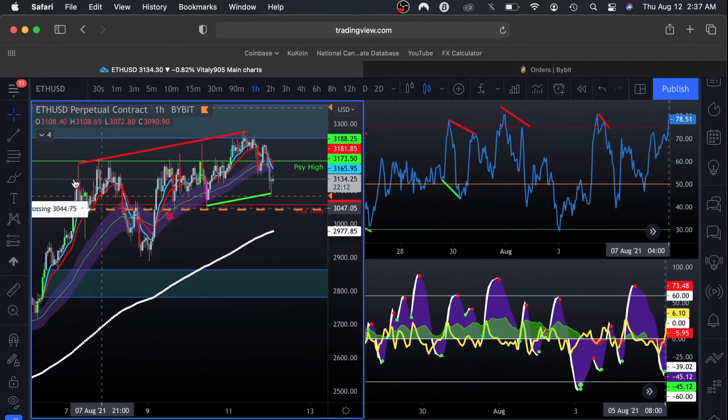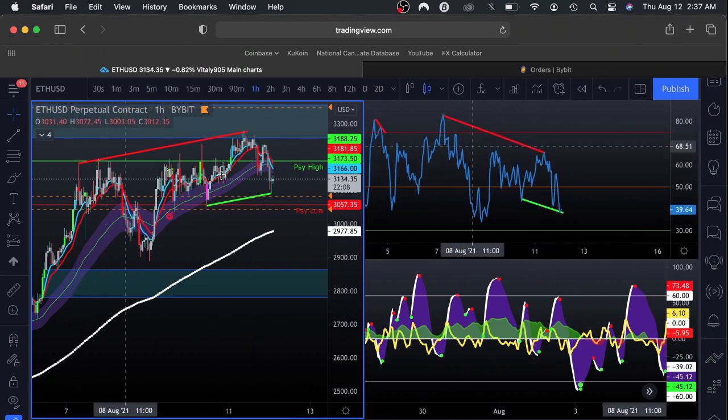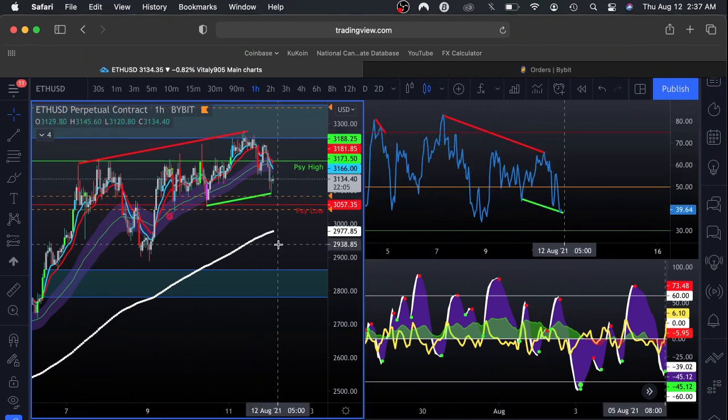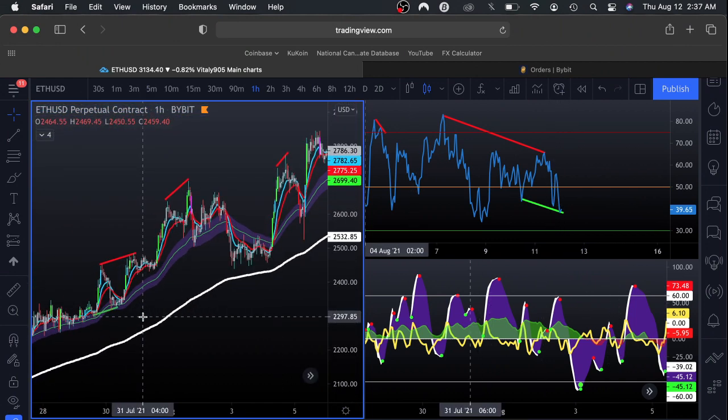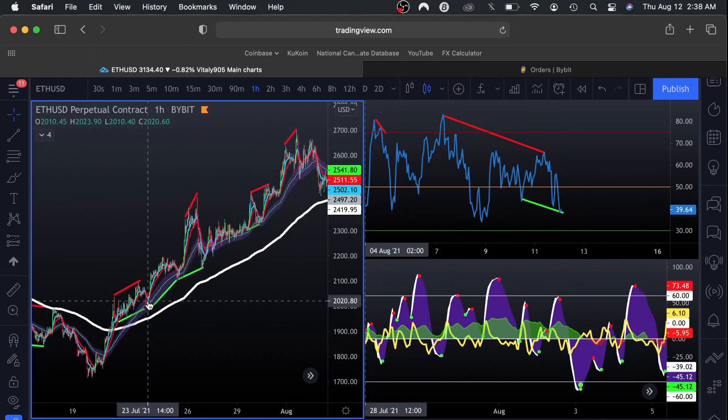This is what we have right now. We have this massive bearish divergence. It's kind of big, so I think we could drop all the way down to the 200 EMA. Now that's just a regular bearish divergence. So there's regular bearish divergence, regular bullish divergence.